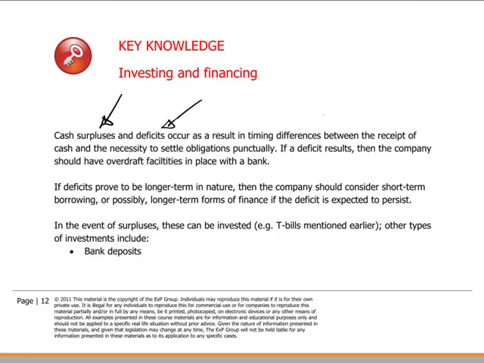If a deficit is short-term in nature, then of course overdraft facilities should be negotiated with the bank. If the deficit is actually going to be a more protracted one, then the company should think about borrowing longer, in the form of longer-term finance, in order to properly meet its cash needs.